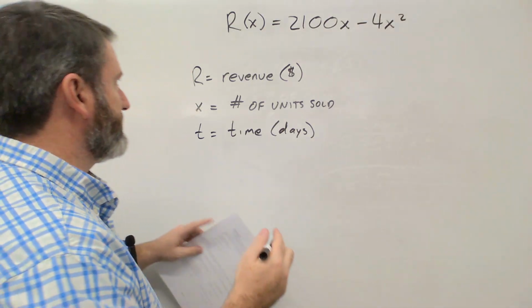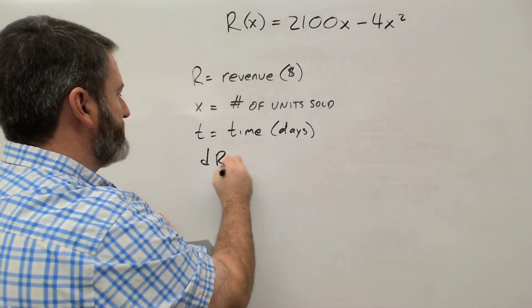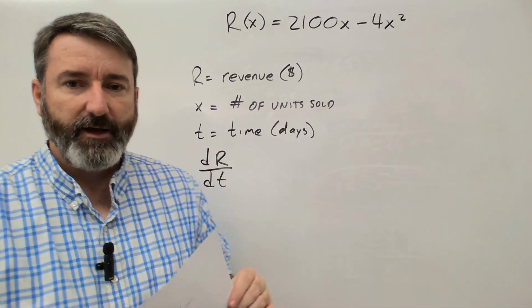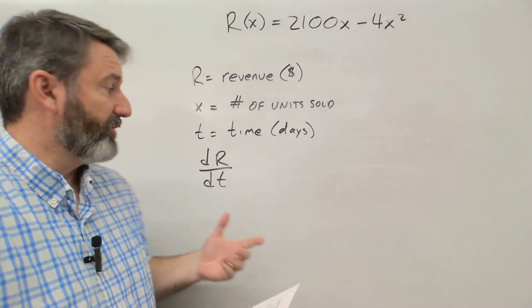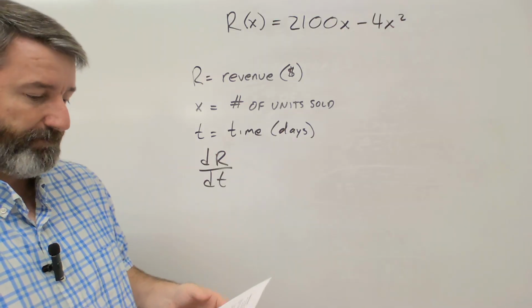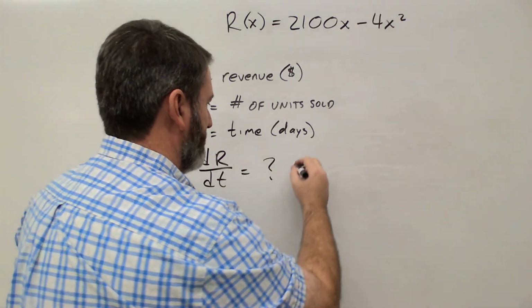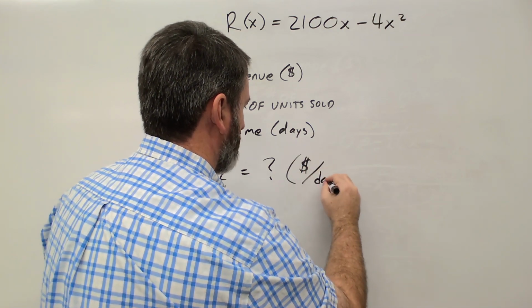Well, that means that what we're trying to find is the rate of change in our revenue with respect to time. We're trying to find the change in the revenue in dollars per day. So it's the change in the revenue with respect to our time. That's what we're trying to find, and it's going to be in dollars per day.